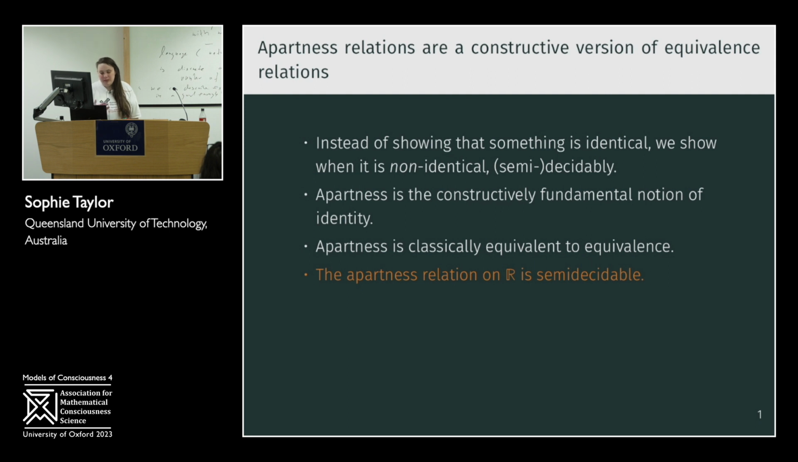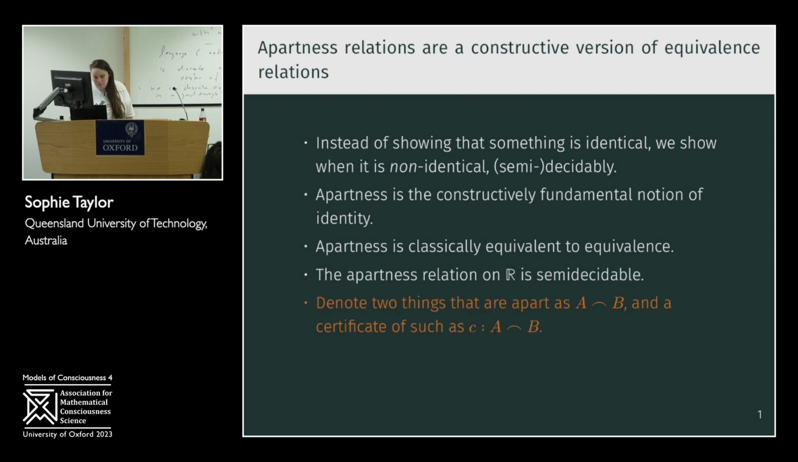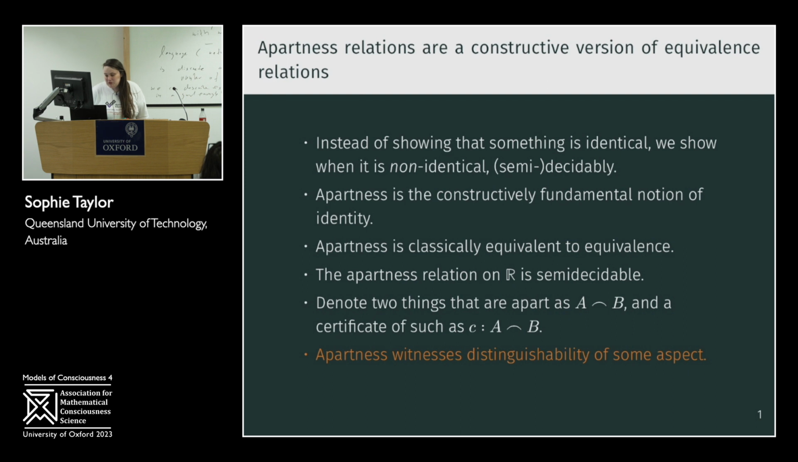But we can never halt with yes, because we will always have an infinite amount of digits left to check, assuming a naive checking algorithm. So here's just some notation for apartness I'll be using. The key point to remember is that apartness witnesses distinguishability with regards to some aspect.